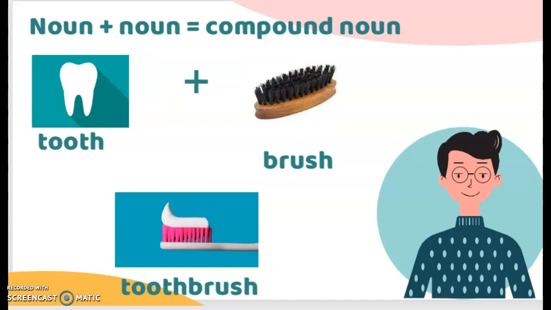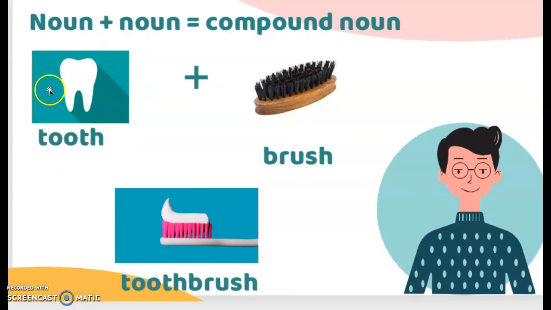And last example, this is a picture of a tooth and this is a picture of a brush. So when these two combine together, it will form a toothbrush. Okay, so basically that is the idea of a compound noun.